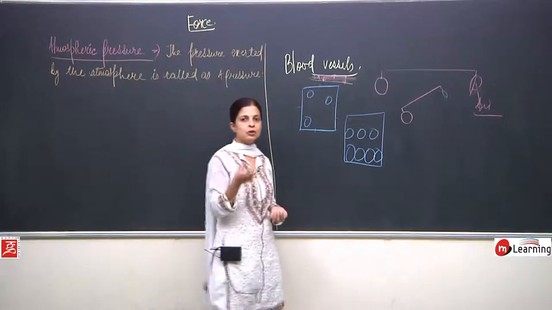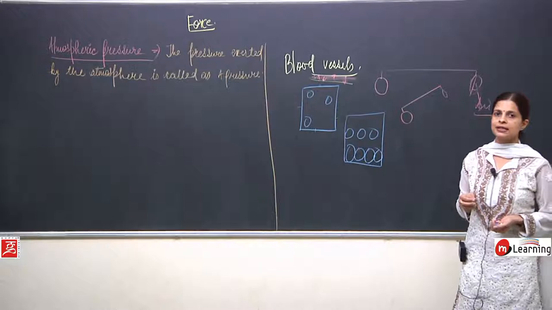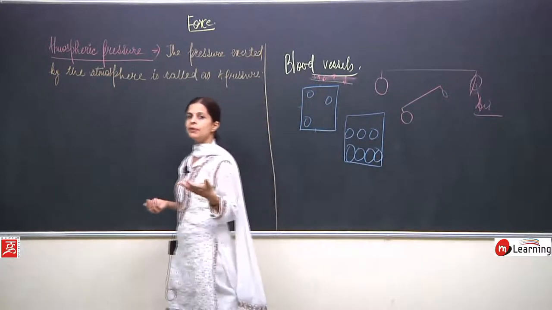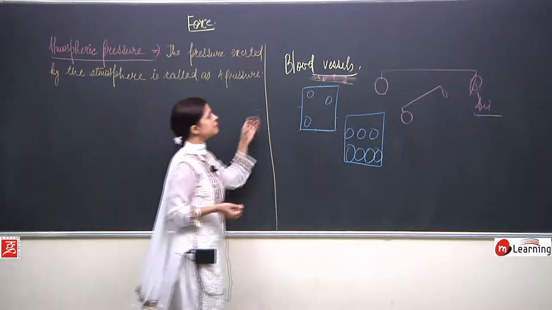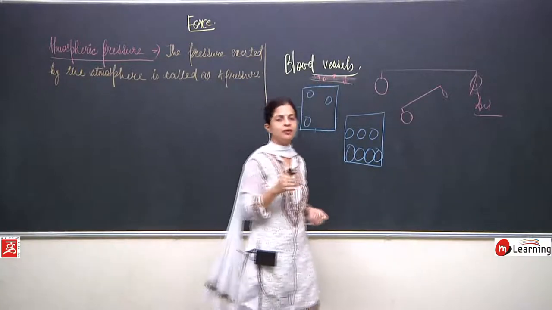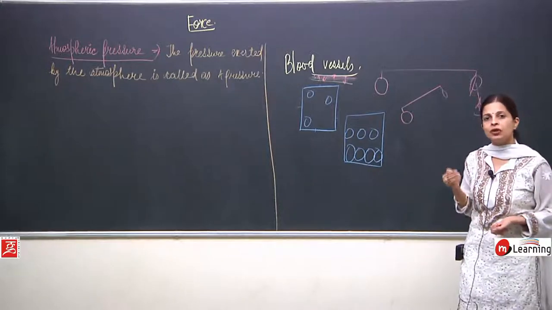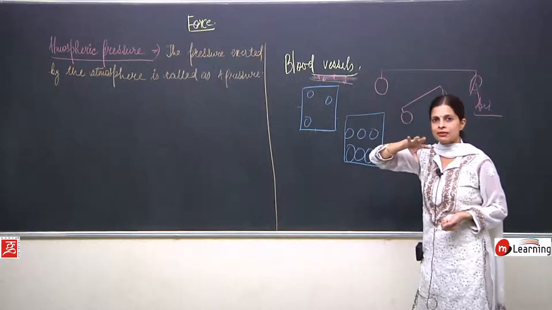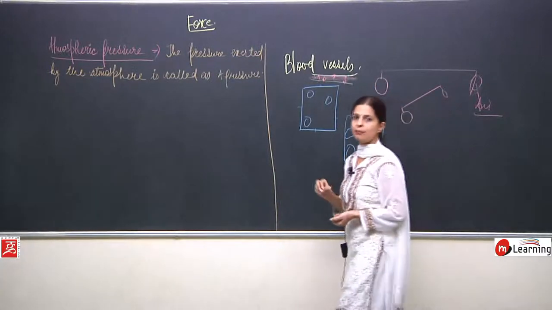For the flowing of blood, some tubes are there, isn't it? Those tubes are known as what? Arteries and veins. Okay, now when the blood flows in the vessels, what is happening, children? When the blood is flowing, it exerts pressure on the walls of these blood vessels. This pressure of the blood, exerted on the walls of the vessels, is known as blood pressure.